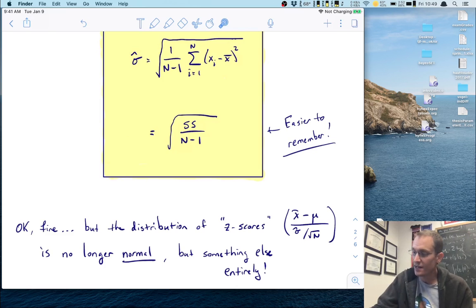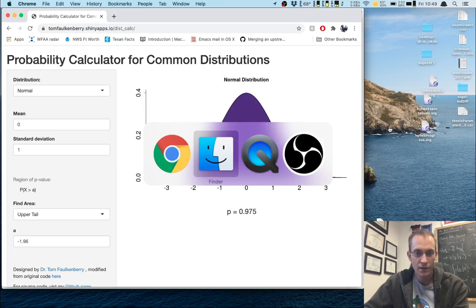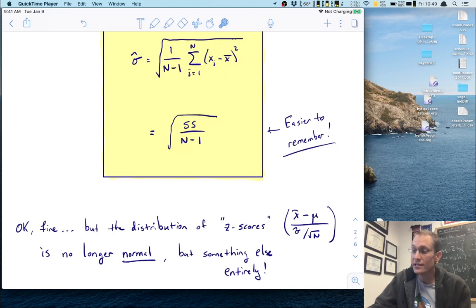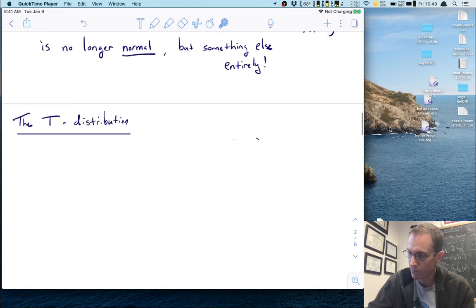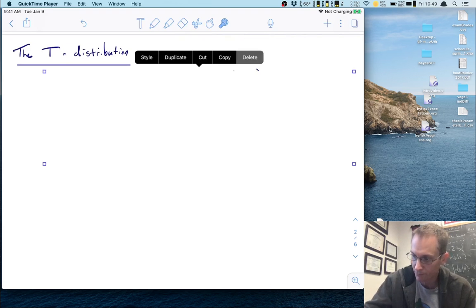And so what this does is it throws out the technique that we did last week where we computed this z-score and then found the probability with our normal distribution calculator. Remember this thing? Turns out we can't use that because the distribution of these scores is not normal. It's something else entirely. So how do we fix that? That's what we're doing this week. What it turns out to be is something called the t-distribution. And this is a new, very important distribution for us.